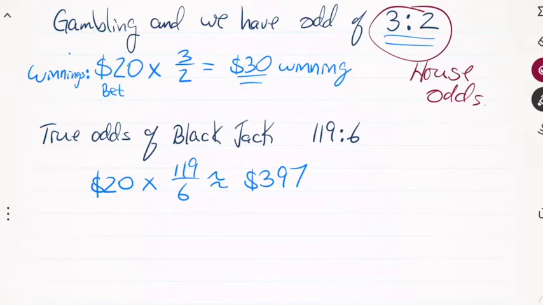The true odds is closer to $400 for getting blackjack. So basically, they're raking in $370 above what they really should be bringing in. And this is why gambling at a casino will get you nowhere. Go there with money that you're willing to lose.